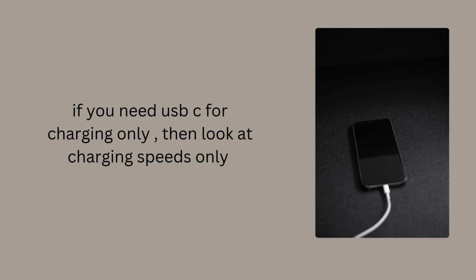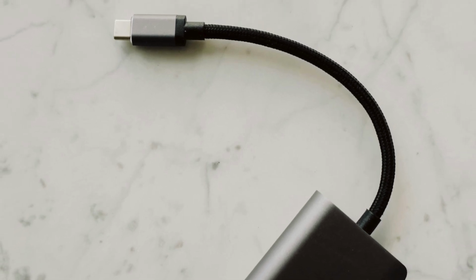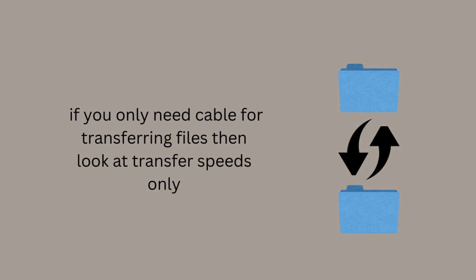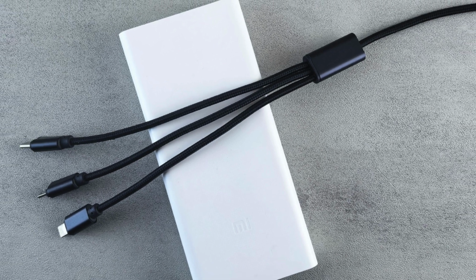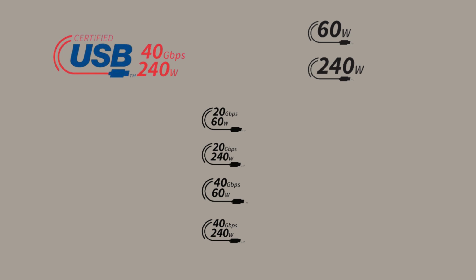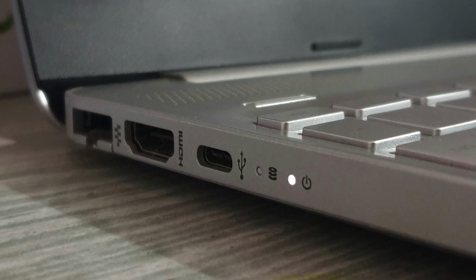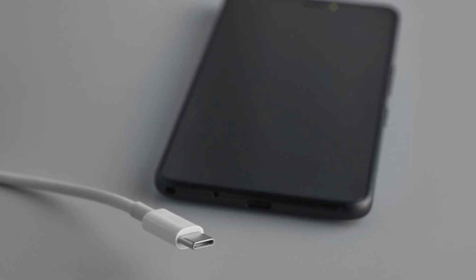If you need it for charging, then buy only by looking at how much wattage it can charge, as you'll be needing that only. On the other hand, if you want it for file transfer only, then buy only USB that has higher data transfer speed. Two. Look for the logos. The USB-IF has finally released certified logos that tell you the wattage, like 60 watts or 240 watts, and the speed, like 40 gigabits, right on the packaging. If a cable has no logo, assume it's the worst version.